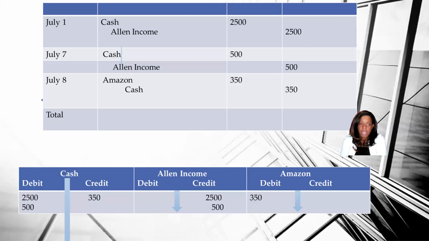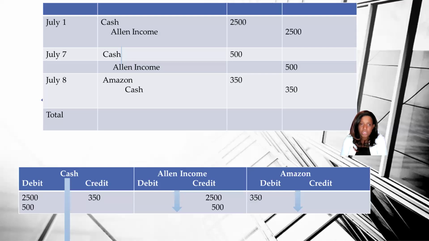Now, here at the bottom, where you see cash, Allen, and Amazon, with the debits and credits, this is where we're organizing or categorizing into the ledger. So we look at the first one, we take the $2,500, which is a debit, and put it into its own account, which is cash, as a debit. We take the 2,500 under Allen income and put a credit for Allen income.